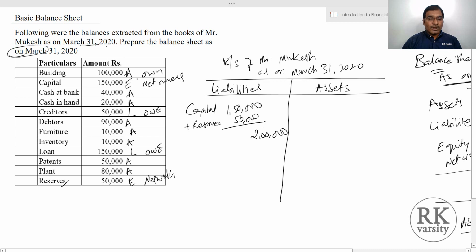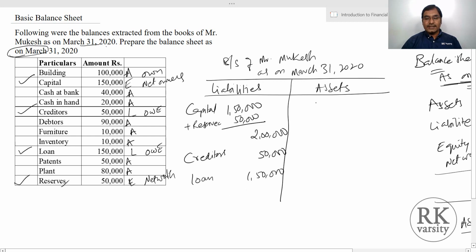Then we look at what other items we have in liabilities. Creditors is a liability, so we'll write creditors and the amount is 50,000. As we record them, we simply take capital, creditors and reserves. Then what is another liability? We have a loan. So loan is another liability and the amount is 1,50,000. So loan is also posted here.